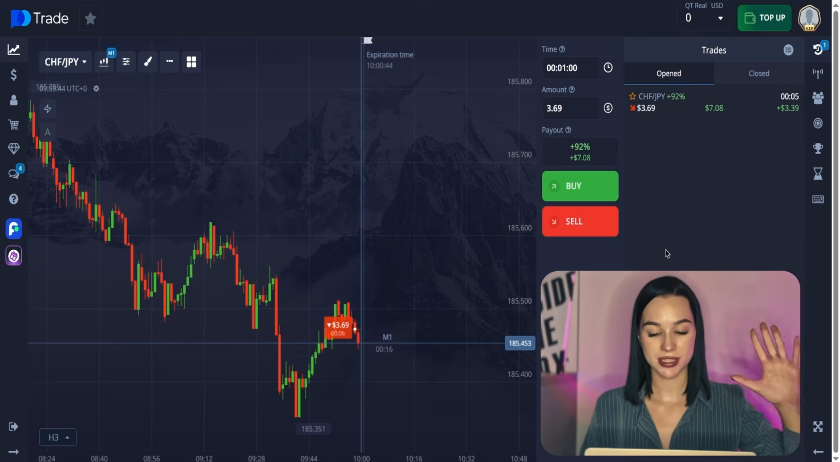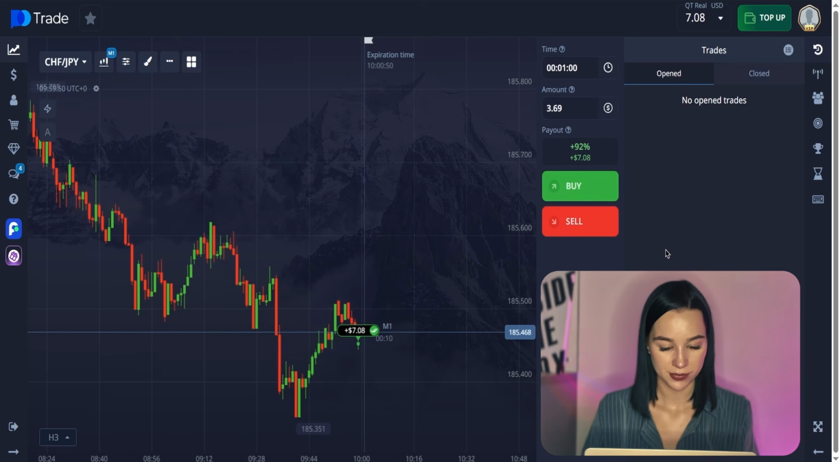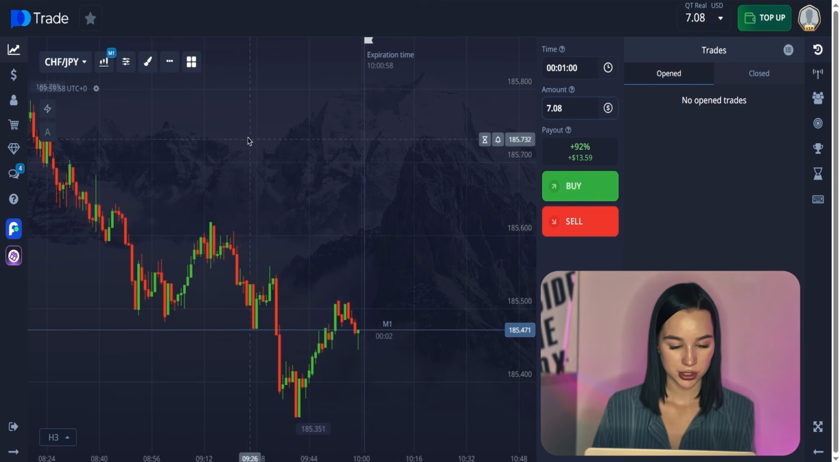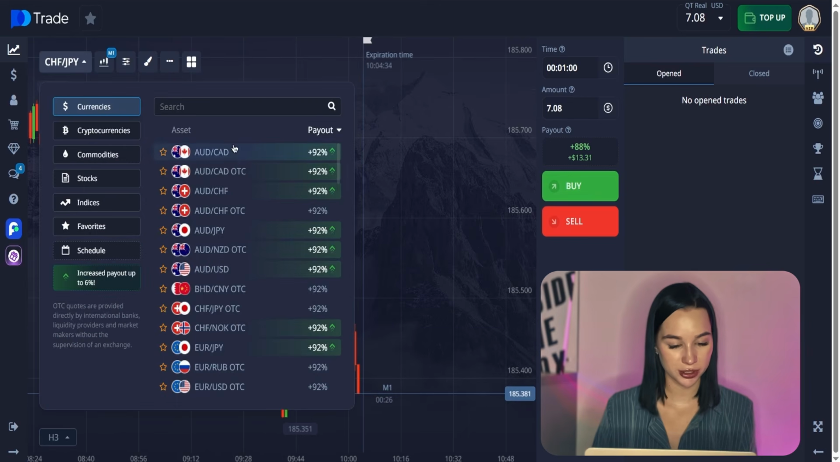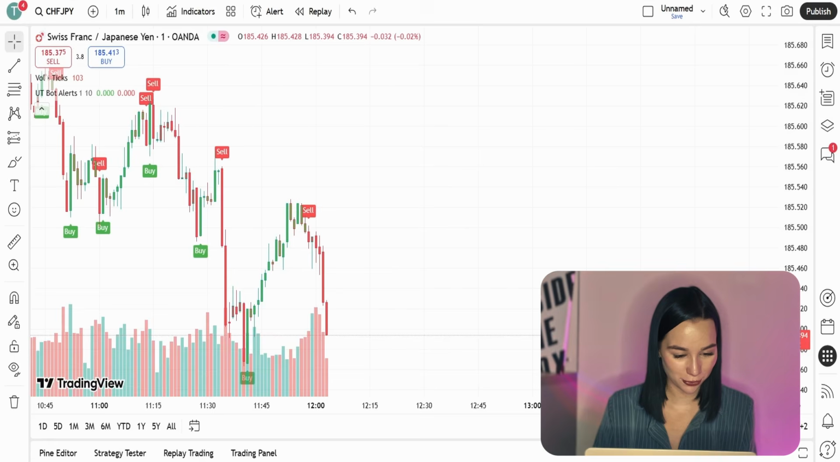So guys, we just have 5 seconds. 4, 3, 2, 1, and we close the trade in a plus. Okay, perfect. Now we have $7 on the balance, and we still have a long way to achieve a better result. So let's change the amount of money. We actually don't have space for a mistake here, so we need to be really careful.